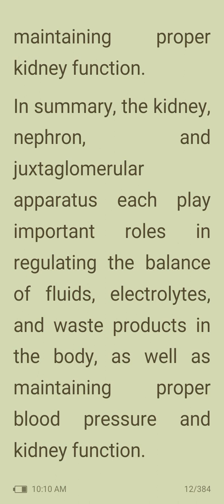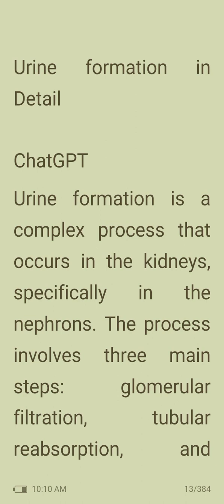In summary, the kidney, nephron, and juxtaglomerular apparatus each play important roles in regulating the balance of fluids, electrolytes, and waste products in the body, as well as maintaining proper blood pressure and kidney function. Next, urine formation process in detail.